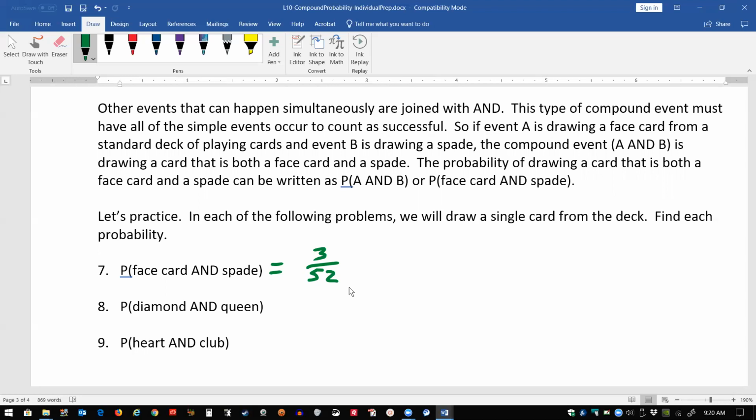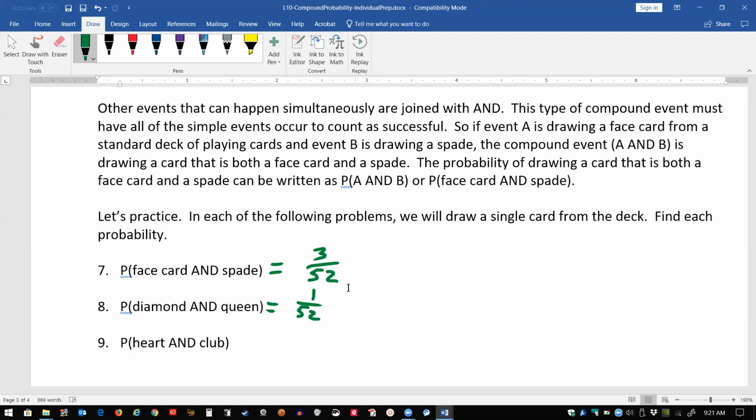So for number 8, what's the probability that the card I draw is a diamond and a queen? How many of our cards are both a diamond and a queen? Exactly one of them, right? And that is the queen of diamonds. So I have 1 card out of 52 that is a diamond and a queen. All right, getting the idea?